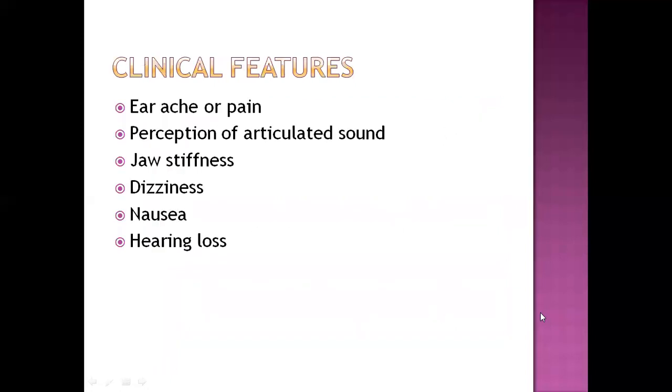Clinical features can be earache or pain, perceptions of articulated sound. Articulated sound is manipulated or modified sound. So, a sound which is normal for a healthy person might be articulated for a person suffering from otalgia. Jaw stiffness, dizziness, nausea, and hearing loss can be other clinical features. The main clinical feature is earache or pain itself. These all are associated clinical features, others.